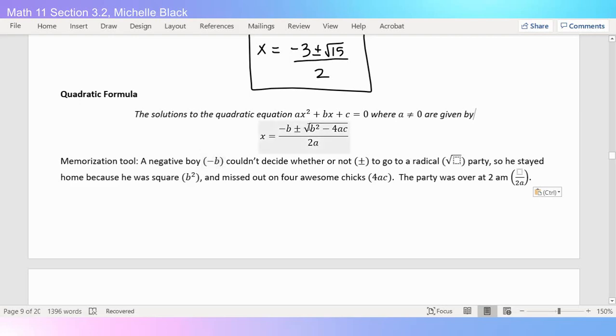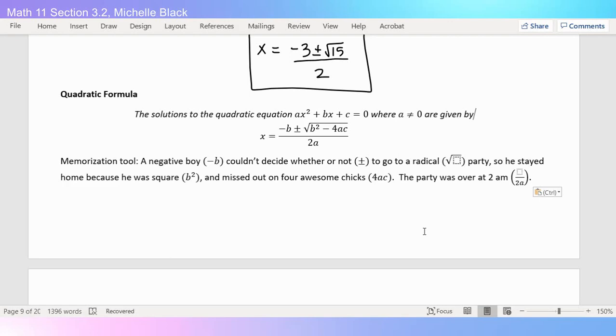So the negative boy refers to the negative b. Couldn't decide whether or not is our plus or minus. A radical party, some super old lingo here, just means a really cool party, so that's our square root. He stayed home because he was square, also old lingo, just means lame. And he missed out on 4 awesome chicks. Not very politically correct, but we'll continue. And the party was over at 2 a.m., which gives us that 2a in the bottom of our fraction. If that helps you memorize it, cool. I learned this when I was 14 and I still remember it to this day, so it worked for me, it might work for you.